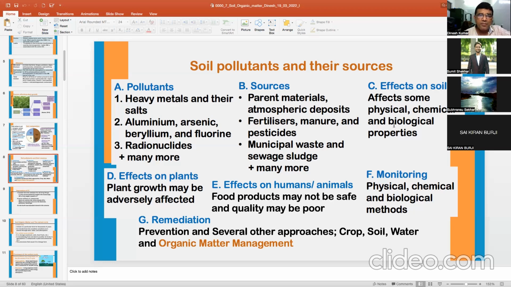These heavy metals, or other kinds of pollutants like polythene, can affect certain physical, chemical, and biological properties. And definitely biological property. Biological property means your microbes will die. If you have chemicals in the soil, heavy metals in the soil, microbes will die. So biological activity will be affected in the soil.